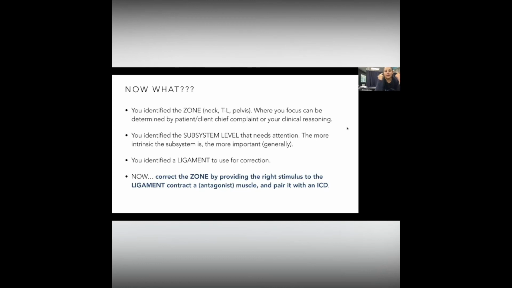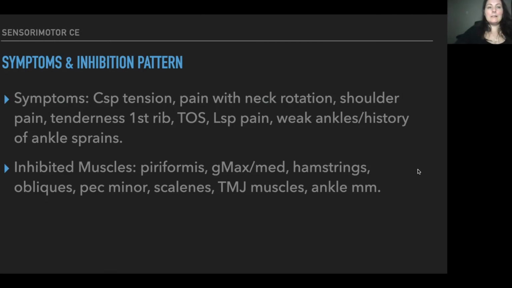I assess the head, the rib cage, the pelvis first to see where my focus is. And then I assess the subsystems to see kind of where she's trapped and how the head, the rib cage, and the pelvis is affecting those subsystems, and use a drill that uses the subsystem as a whole after she's done that ligament correction.